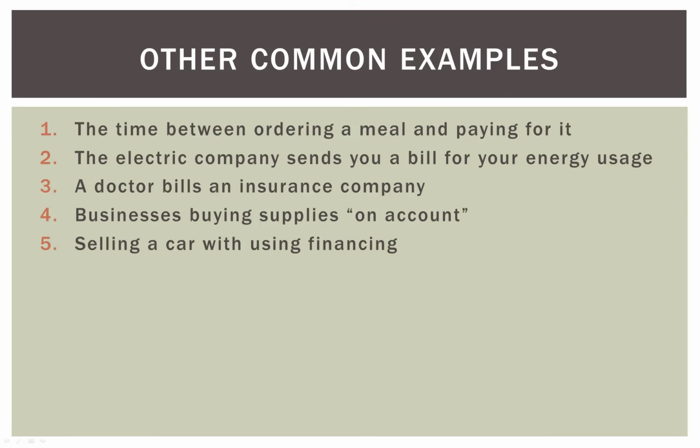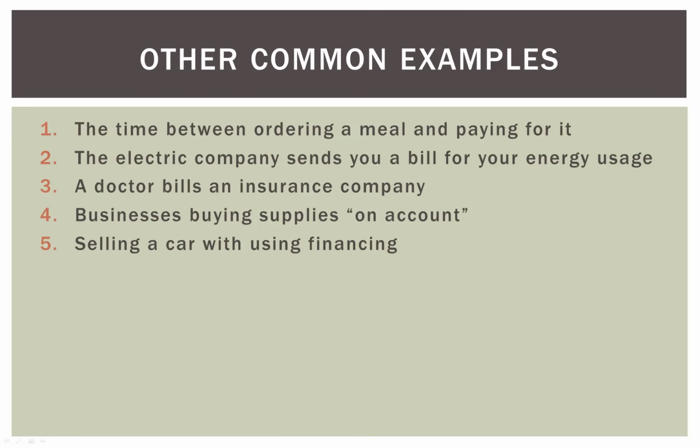And finally, selling a car using financing. So if you go into a car dealership, and let's say you buy a $20,000 car, maybe you make a down payment of $5,000, so the rest of it, the $15,000, you're going to have to finance. So how does this work? Well, the dealership does the credit check and everything to make sure you have good credit history, and they find a loan for you, and then you sign the loan documents, and you leave with a car.